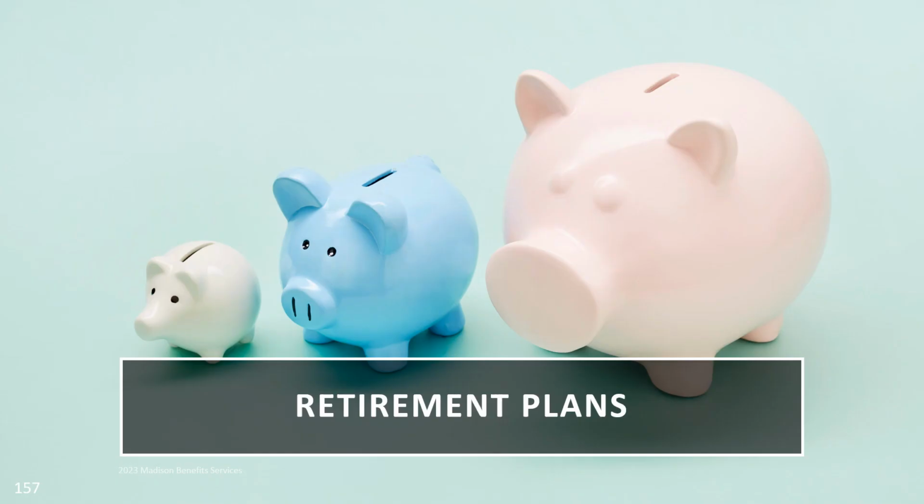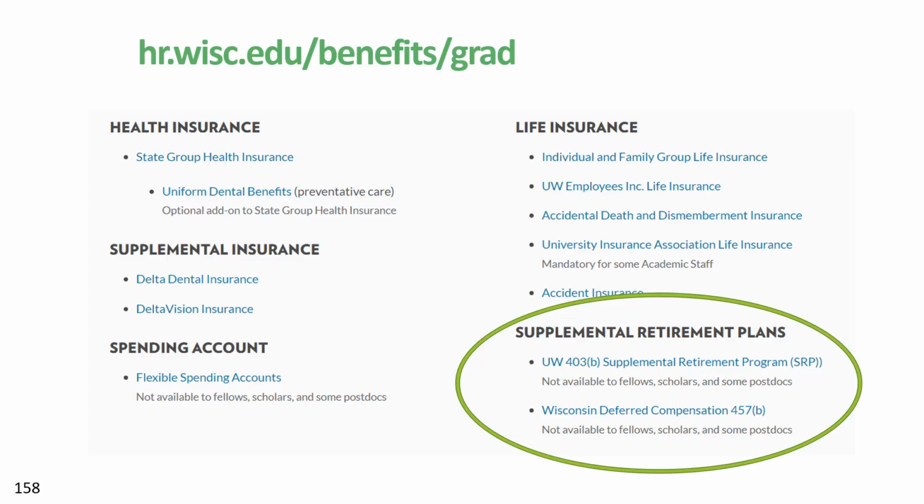And finally, we come to our retirement plans overview. You'll find the information about our supplemental retirement plans linked on our website. We have the UW's 403B and the state's Wisconsin Deferred Comp Plan, which is a 457B program.